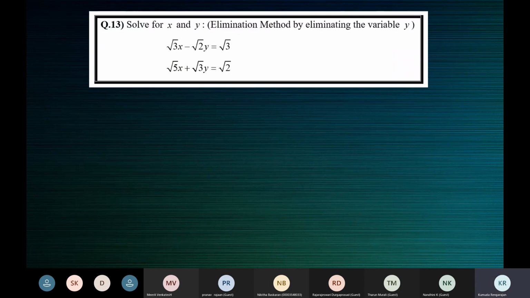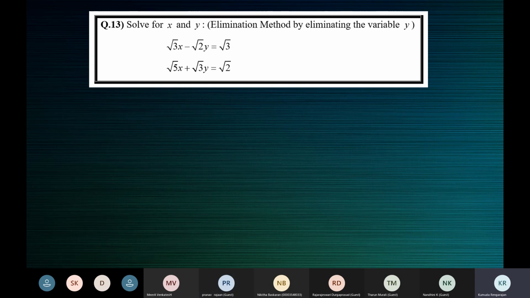So this is the next one. Solve for x and y. Elimination method. Eliminate the variable y. So that means you must make the coefficients of y the same in both the equations. If you want to eliminate y, that means you want to cancel off the y variable in both the equations. That means their coefficients must be the same. Their signs can be the same or opposite, plus minus or both plus, both minus. That is fine. The absolute value should be the same.